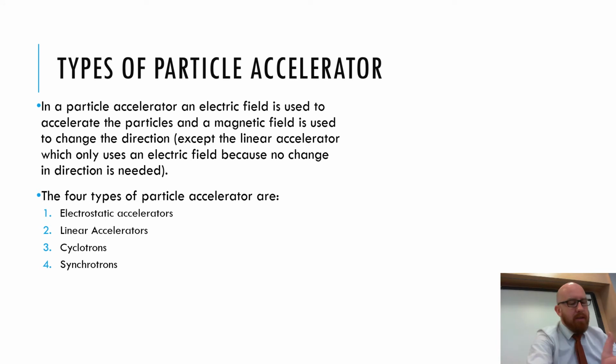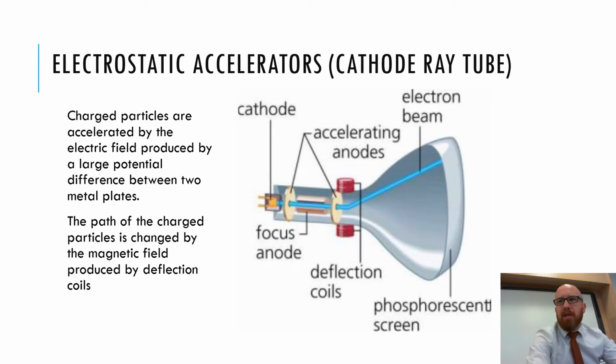So that's the electric fields and that's the magnetic fields. Let's put them together and talk about the types of particle accelerator we have. There are 4 different types of particle accelerator: electrostatic accelerators, linear accelerators, cyclotrons and synchrotrons. I'm just going to give you a wee bit of detail on each, and you need to be familiar with the 4. The first one is electrostatic accelerator.